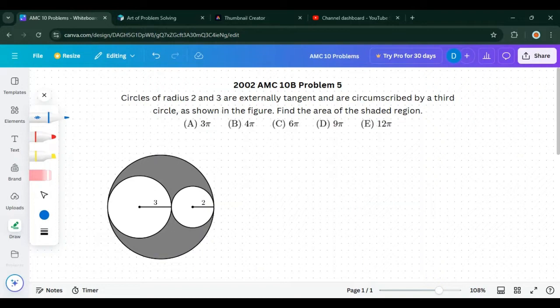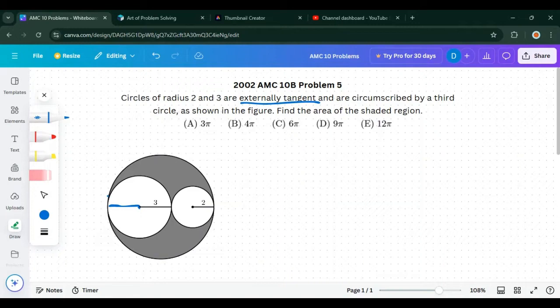So we have this circle, and there are two smaller circles within that larger circle, and the two circles inside are externally tangent to the larger circle. So whenever we see externally tangent or tangent in general, we have to draw lines from the center of the circle to the other circle, and we have to draw a right angle.